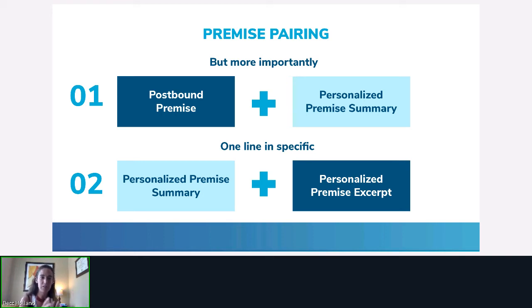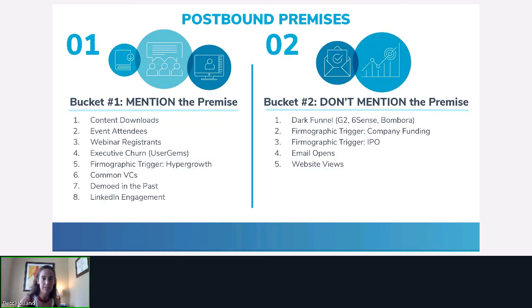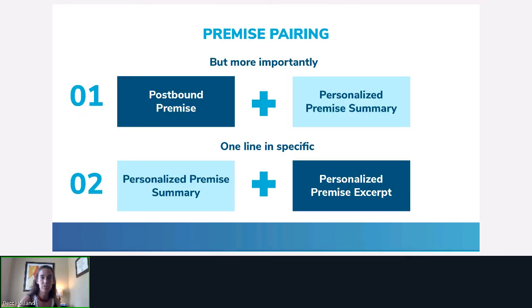But how you pair those together is, if you have what's called a postbound premise, meaning, back up in this list, you'll see content download, event attendee, webinar registrant. I would mention it for context, transition with, but more importantly, and then talk all about them. So with a summary, it looked like this: Hi, David, noticed that you attended the Tenbound Sales Development Conference today. But more importantly, I saw that you wrote this article on LinkedIn about scaling effective teams.